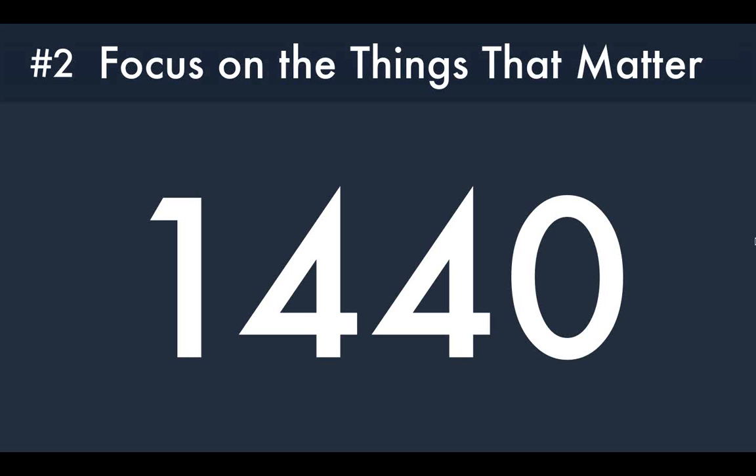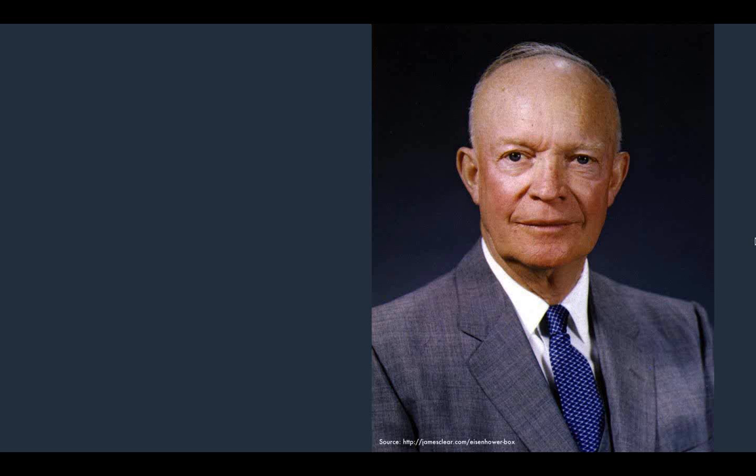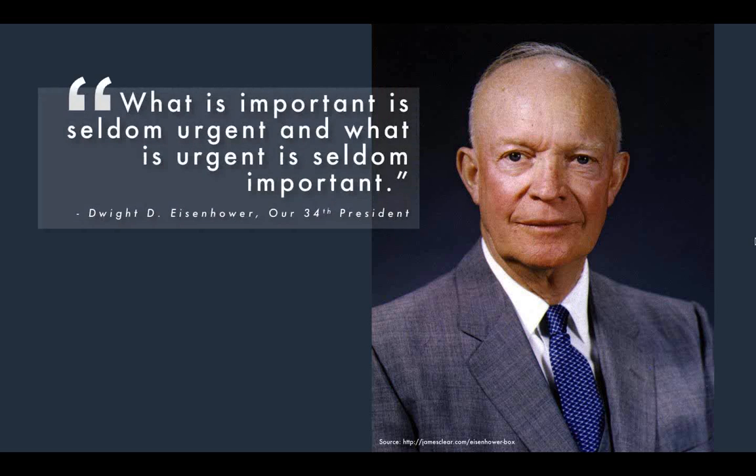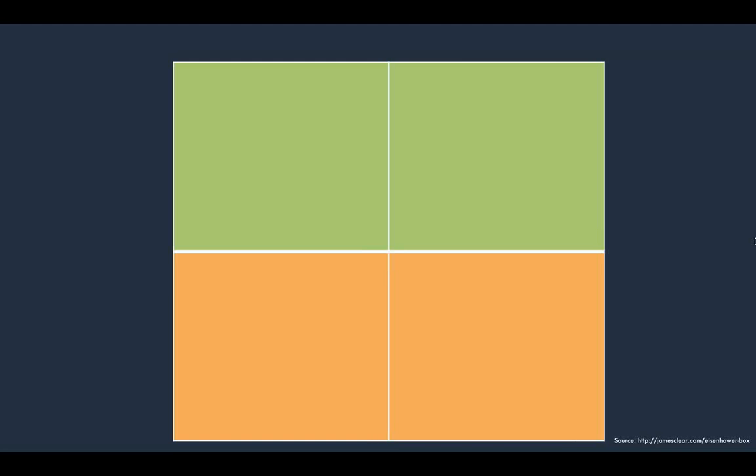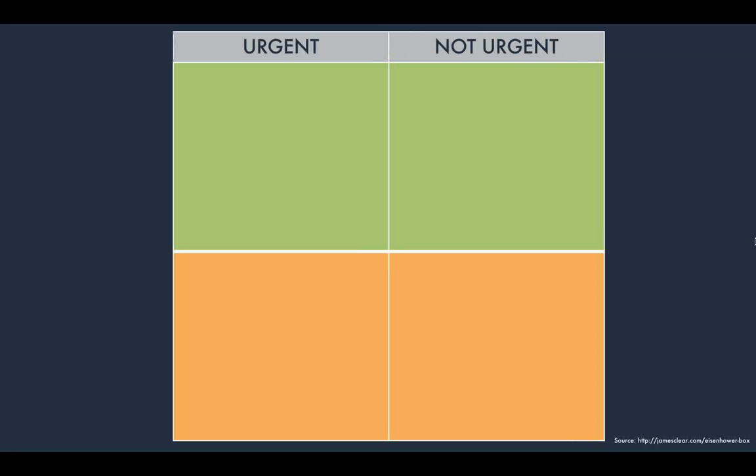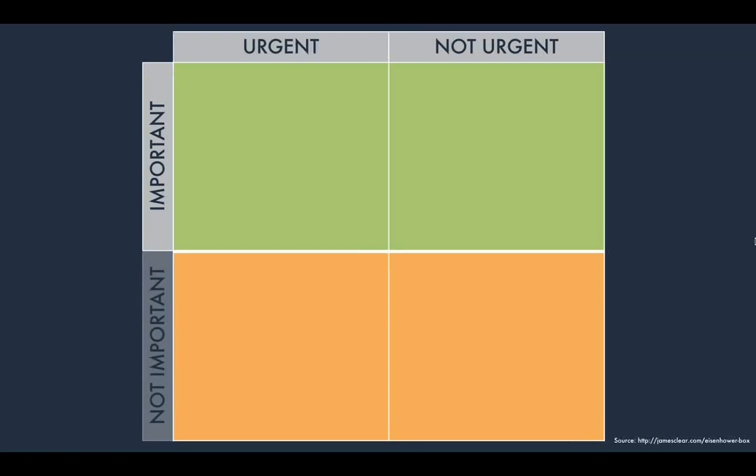I want to talk a little bit about how all these new social media tools can take a lot of these minutes from our day, so we need to seek to limit those. This is our 34th president, Dwight D. Eisenhower, and he said this, which I really like: what is important is seldom urgent, and what is urgent is seldom important. He had a thing that was called the Eisenhower box. If you look at it, we have things that are urgent and things that are not urgent, and also things that are important and things that are not important. That creates a matrix where we have 4 sections.